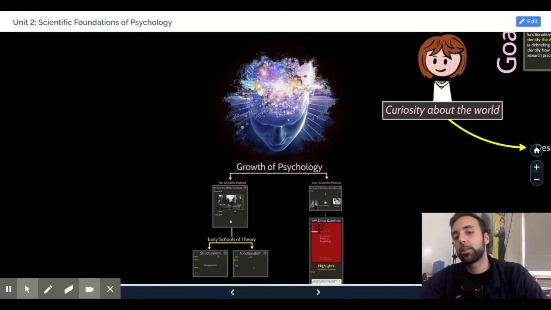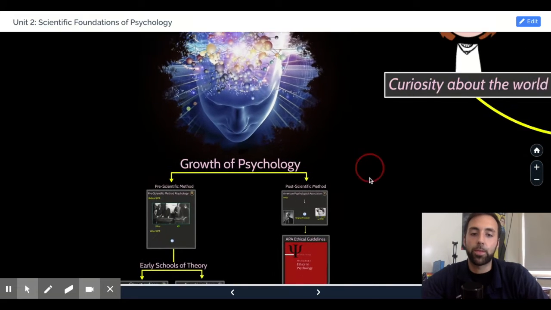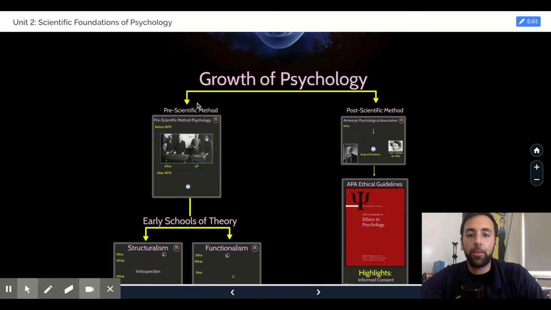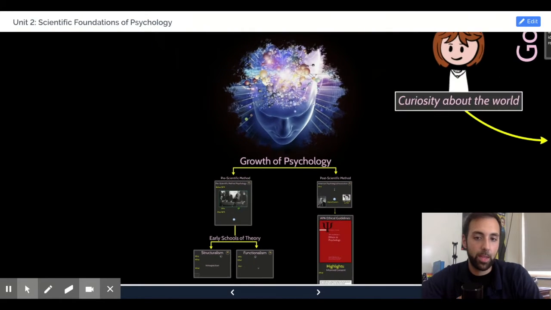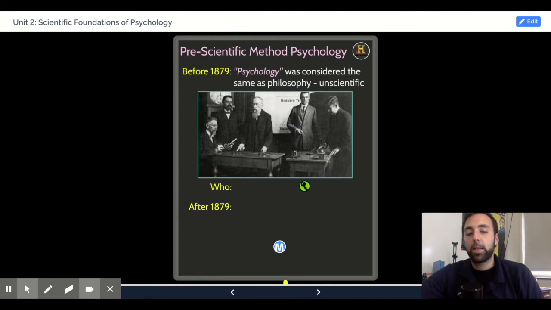We are going to begin our concept map by zooming into the growth of psychology boxes. We have on the left the heading pre-scientific method, and on the right we have post-scientific method. This box has a history of psychology icon in the top right corner.